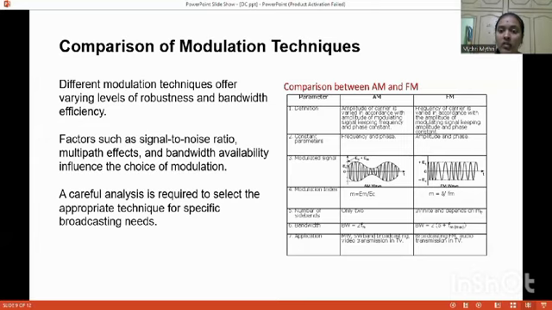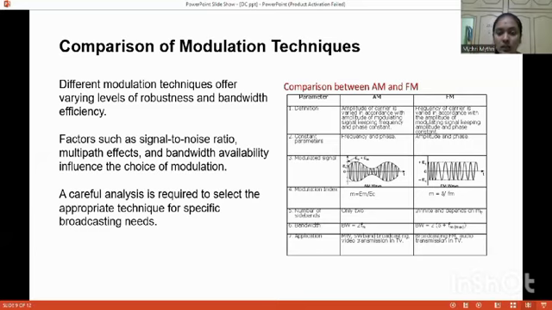Constant parameter. In AM, frequency and phase will be constant. In FM, amplitude and phase will be constant. Modulating signal: in AM waves will be there, and FM waves will be there. Modulation index in AM: m is equal to Em by Ec. In FM, m is equal to rho by fm.